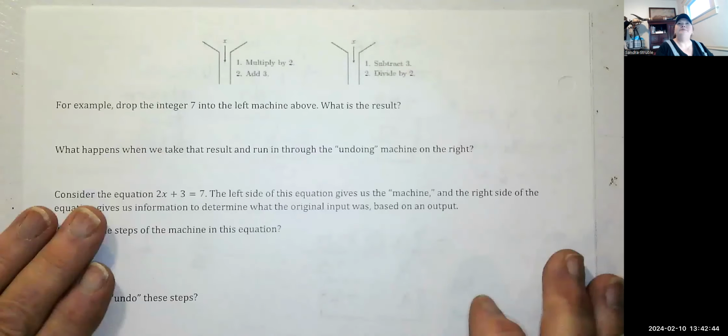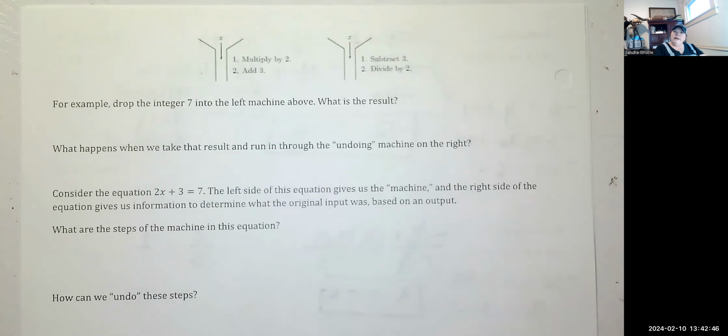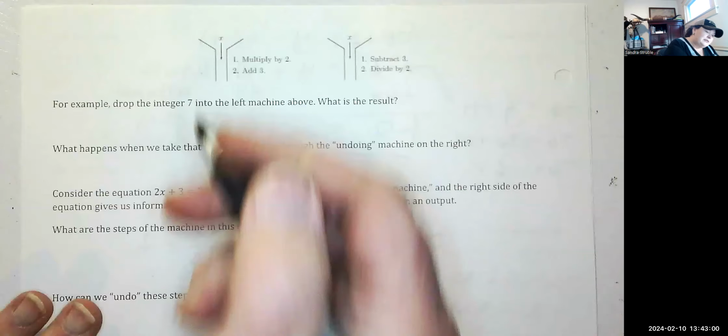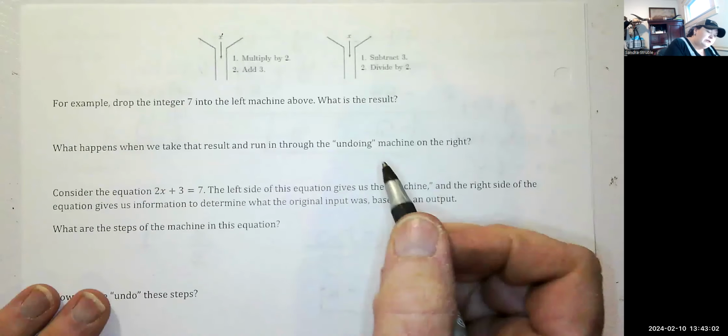They did better processes than me. All right, so inputting an x, they multiply by 2, and they add 3. To solve for it, you have to subtract 3 and divide by 2. For example, drop the integer 7 into the left machine above. So if we put 7 in here, what is the result?